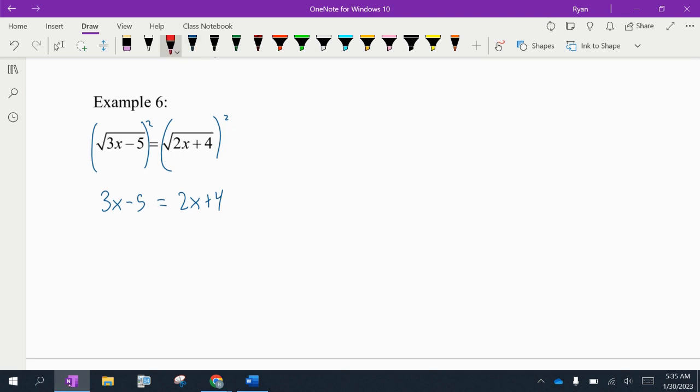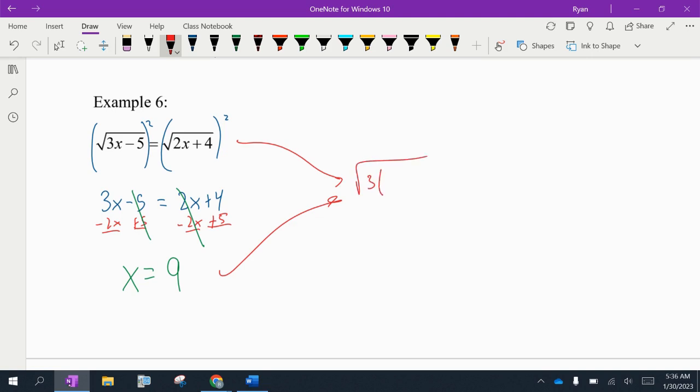Now we go through our algebra process. Minus 2x plus 5. These cancel out. These cancel out. The left side is x. The right side is 9. Next, go ahead and check that. Is the square root of 3 times 9 minus 5 equal to the square root of 2 times 9 plus 4?